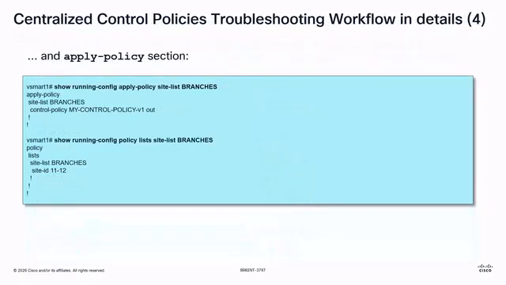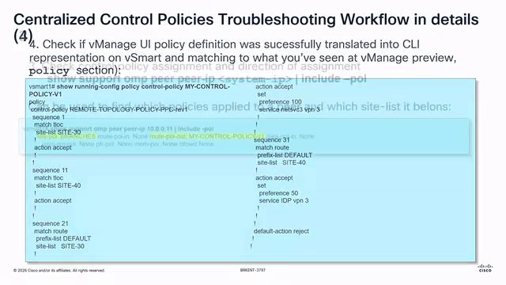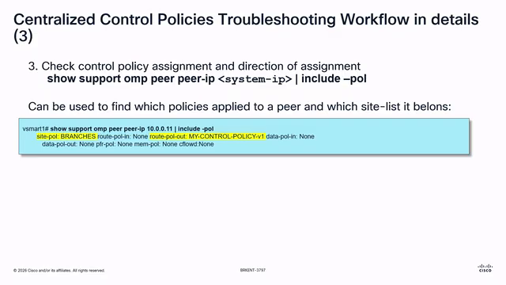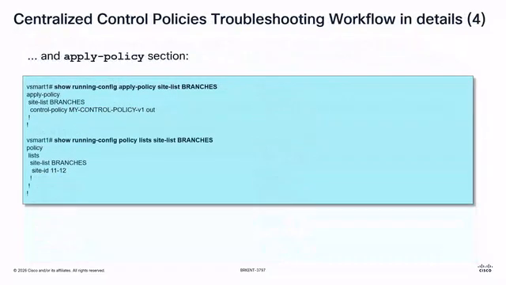And as part of that policy, I want to verify, maybe there is a site list called branches. I want to see what's within the branches and in which direction it's applied, right? So I'm just double checking the same thing which I have seen here. In the outbound direction, I have my control policy V1, right? I'm double checking here that I have this policy in the outbound direction.